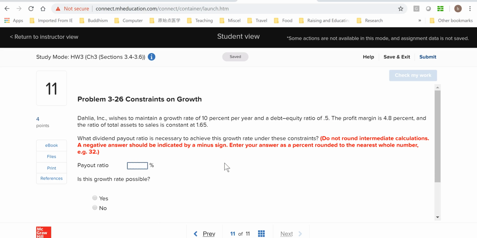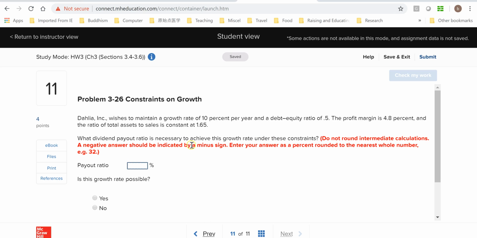So the key to solve this problem is to link all the information together. We're provided a bunch of information, and the question is asking what the dividend payout ratio has to be, which can achieve this growth rate. The growth rate here is 10% under these constraints. So immediately we can think about the sustainable growth rate.